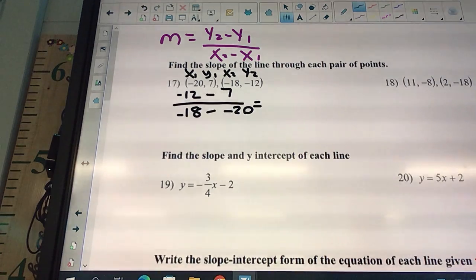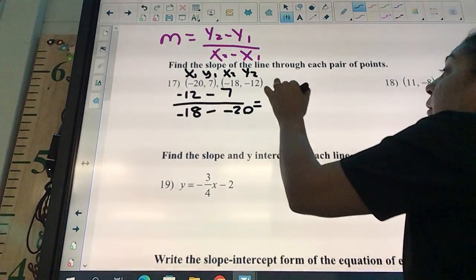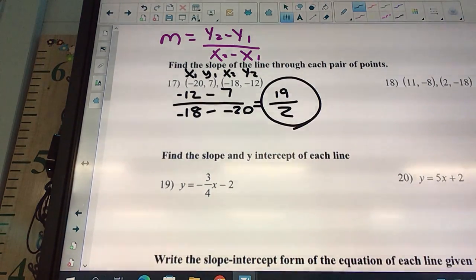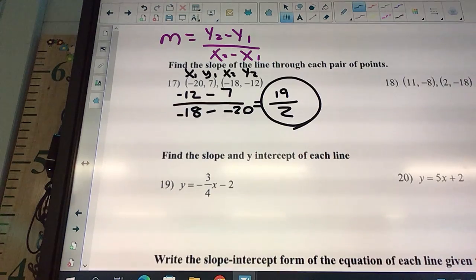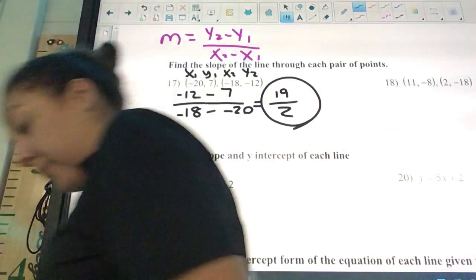19 over 2? You got 19 over 2? What is 19 over 2? What were we finding? This thing right here. Okay, it's our slope.